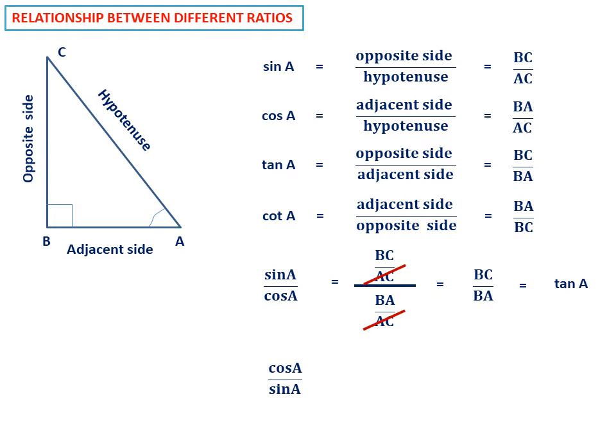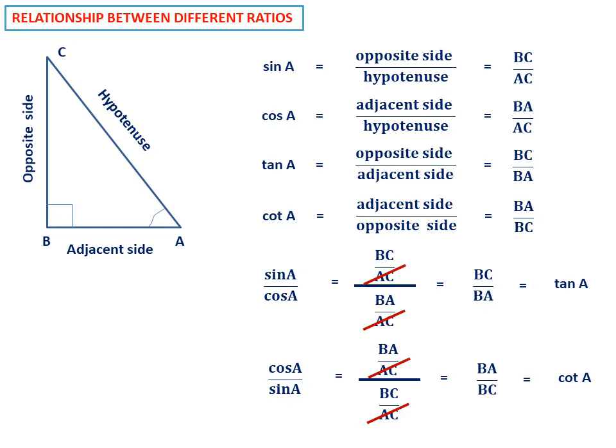Similarly, if you take cos A by sin A, that will be equal to BA by AC divided by BC by AC. As before, you can cancel AC and AC. What do you get? You get BA by BC. What is BA by BC? This is equal to cot A. Therefore, you can remember this relationship: sin A by cos A is tan A and cos A by sin A is cot A.